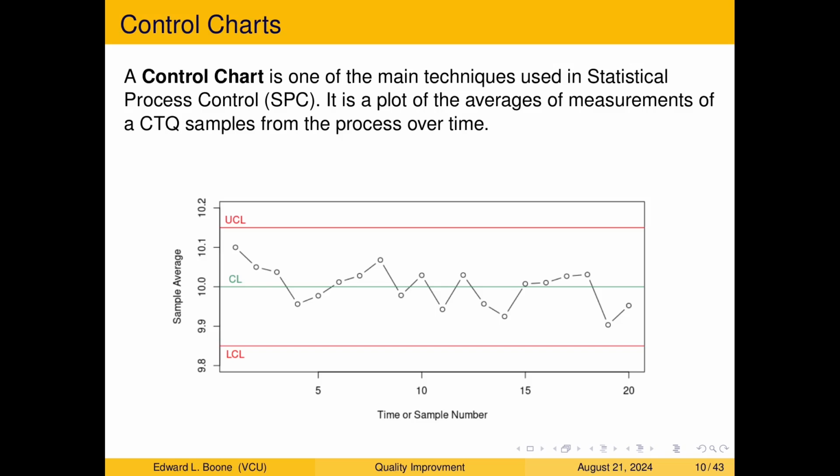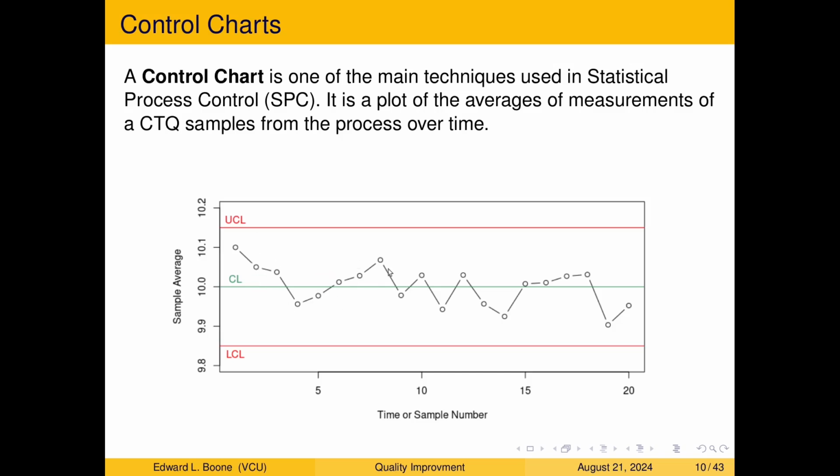Basically, you're going to plot the averages of measurements of your critical quality samples from the process over time. So this dot here is at a specific time. That would be at time 1. This is the point of the average. That means there were multiple measurements taken in order to make this average. At time 2, you took another sample. Maybe you took 5 or 6 items, and you calculated their average.